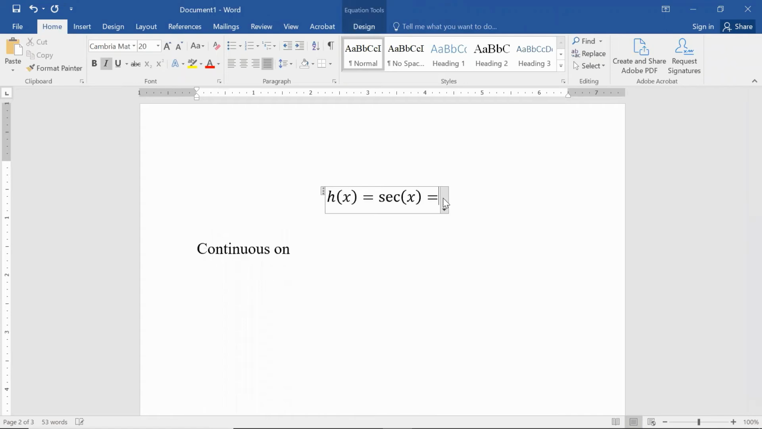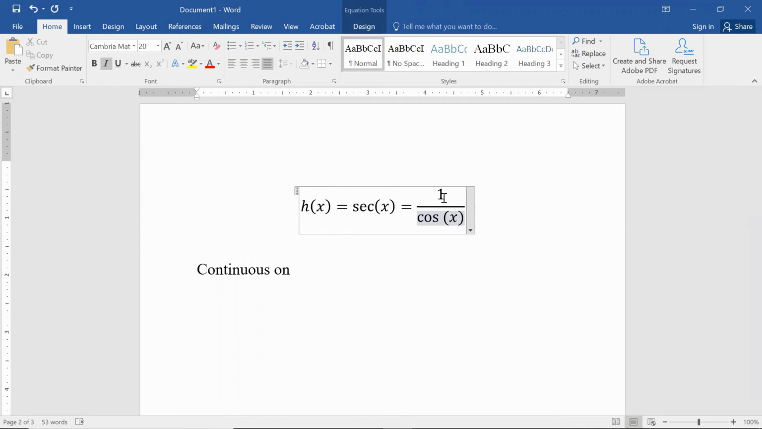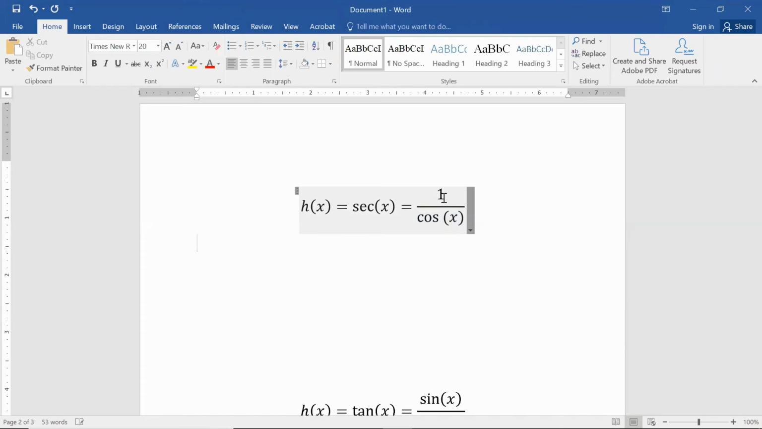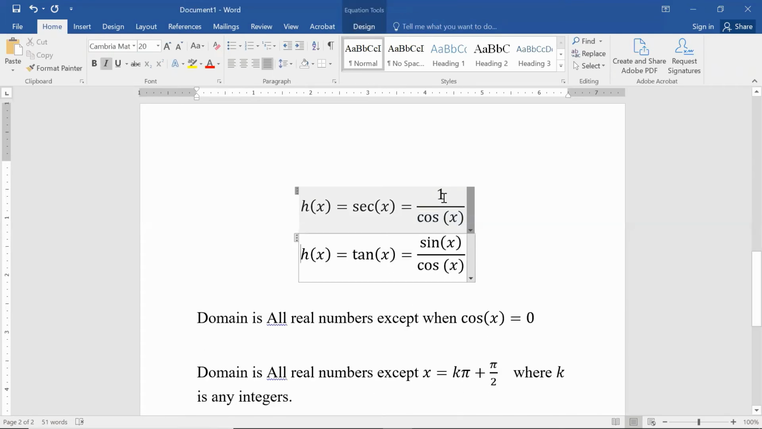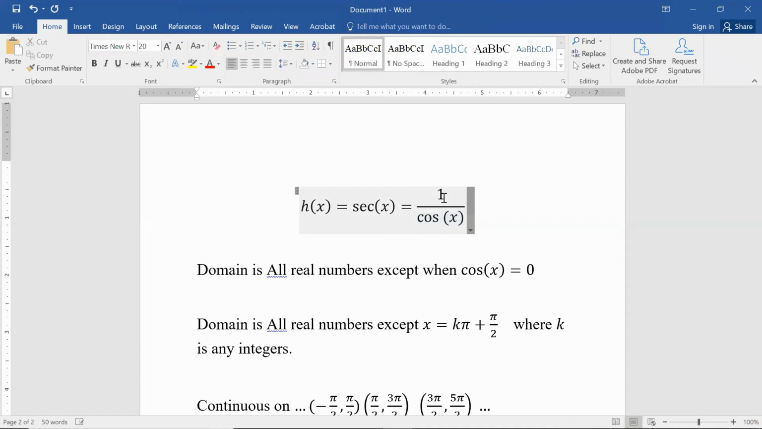In terms of my last function, h of x is equal to secant. Remember, secant is simply 1 over the cosine. And so we have a problem when the cosine is 0. And we did that one in our tangent. So notice that secant and tangent are going to be continuous on the exact same intervals.